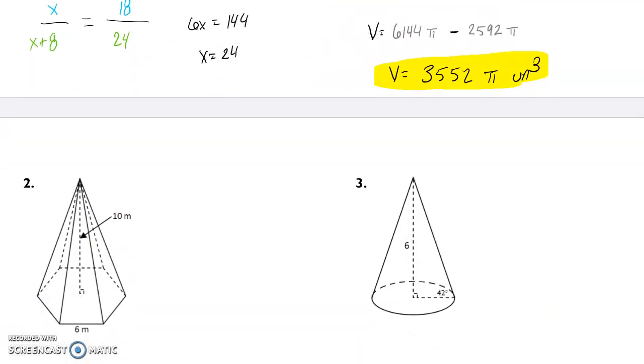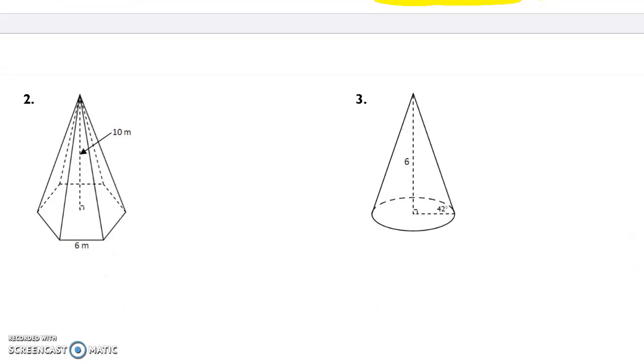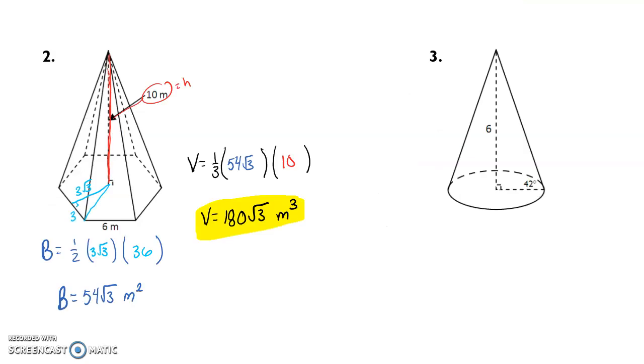Alright, so to wrap things up for this video, I want to try to find the volume for 2 and 3 in the back, please. So for number 2, the volume part was relatively straightforward. The area of the base part was the one that can get a little tricky. We have to recognize that it is a hexagon, and therefore the apothem is going to be formed by taking half of one side length, and then we have a 30, 60, 90 triangle.